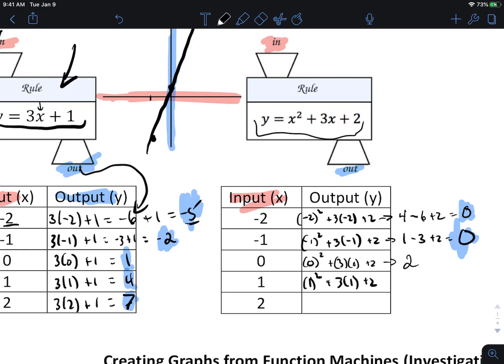Right, so 1 squared plus 3 times 1 plus 2 is going to be 6. You could check that. And then I'm going to do 2 squared plus 3 times 2 plus 2. So it's going to be 4 plus 6 is 10 plus 2 is going to be 12. All right, so you can check all these outputs for yourselves, to make sure I didn't do it wrong for any given input.